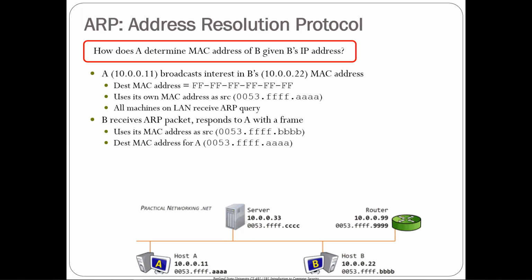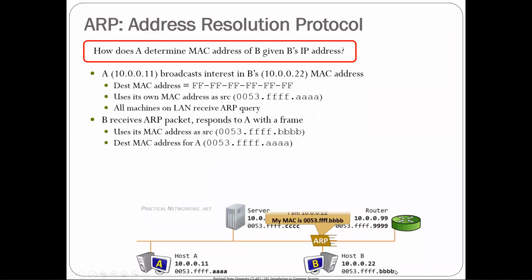Okay. When B receives this ARP packet, it will respond back to A with a frame that's directly intended to go back to A, because A has supplied their source MAC address as part of the query. So the destination MAC address is A, and then it'll use its own MAC address as the source.